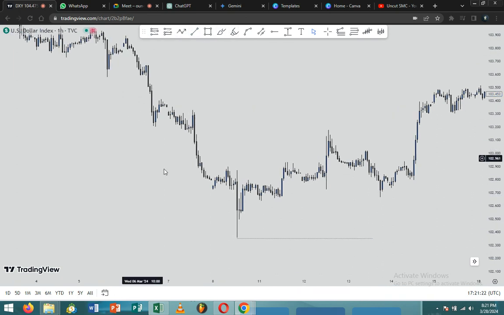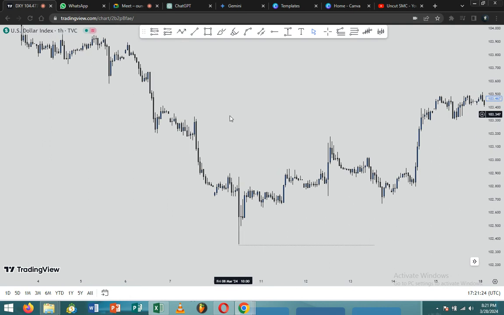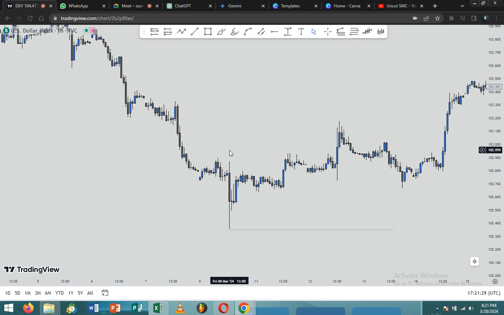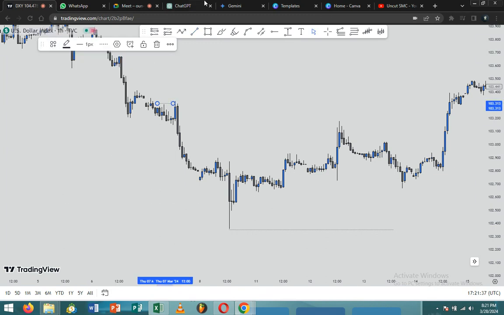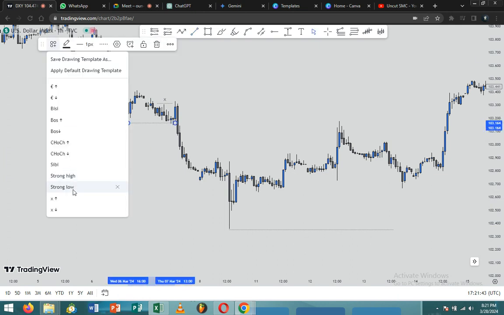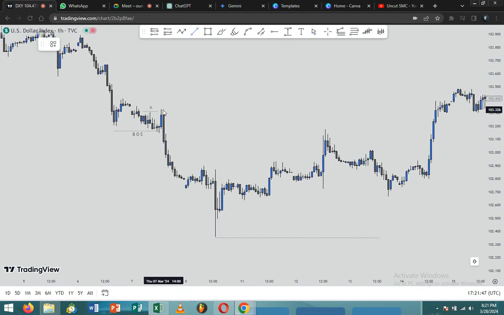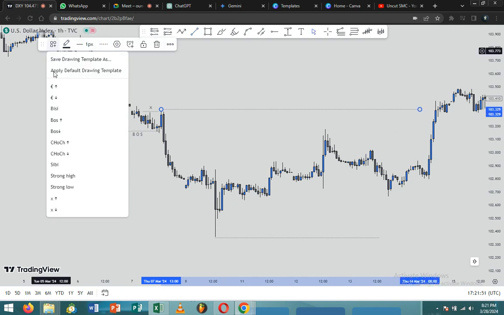We want to see a structure before that, and the structure before that is one that has taken out inducement. So if you observe clearly, this is inducement which was swept. So with that inducement, we confirm break of structure right around here. Okay, so if that is BOS, it simply means that if price crosses here, this one becomes CHoCH, right?